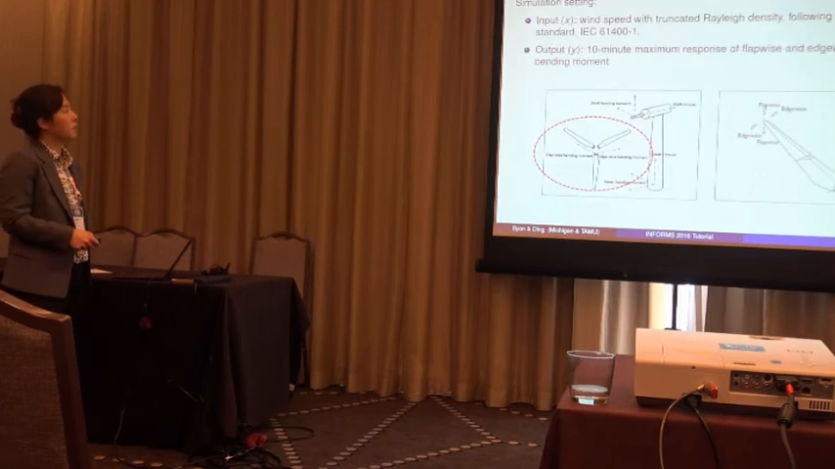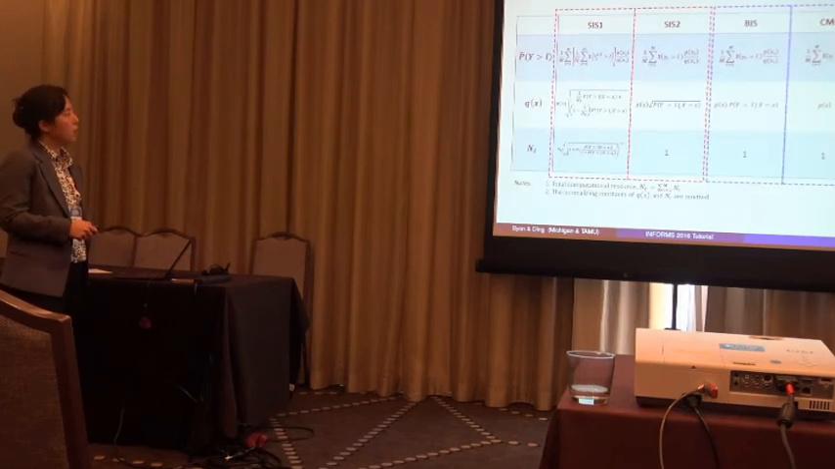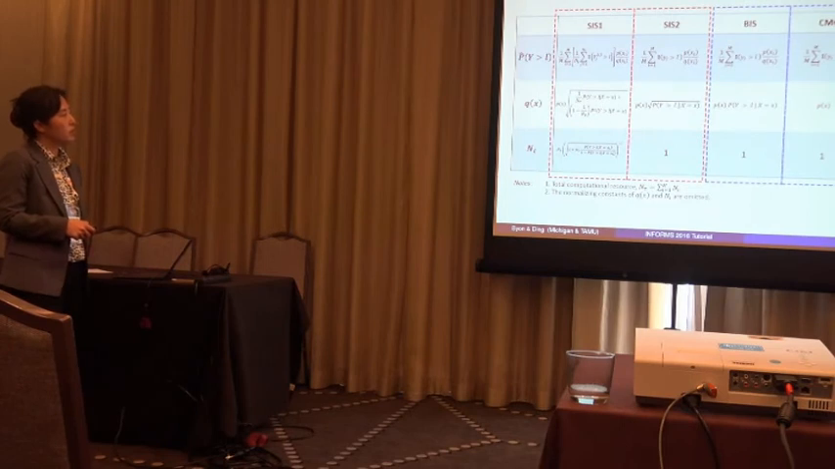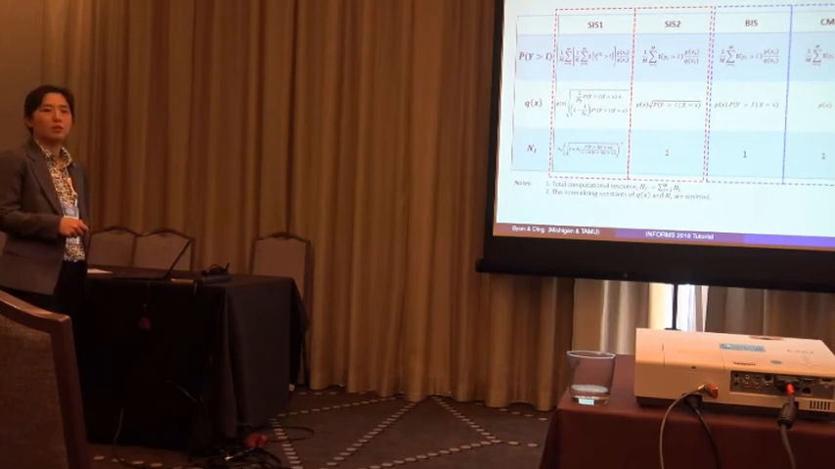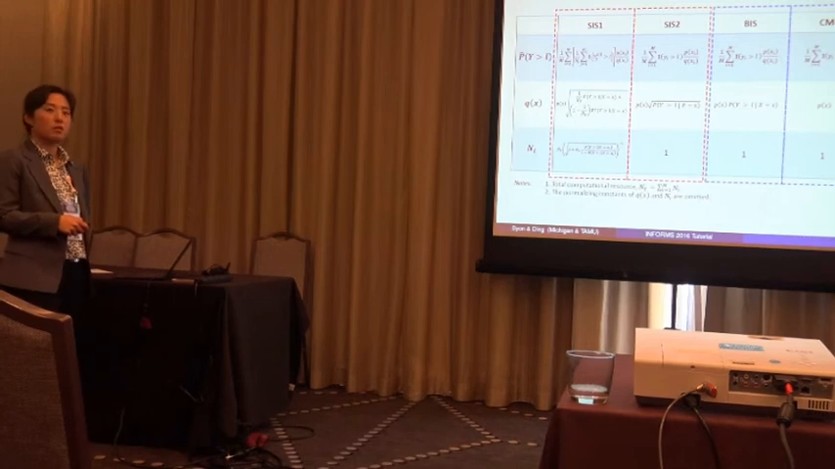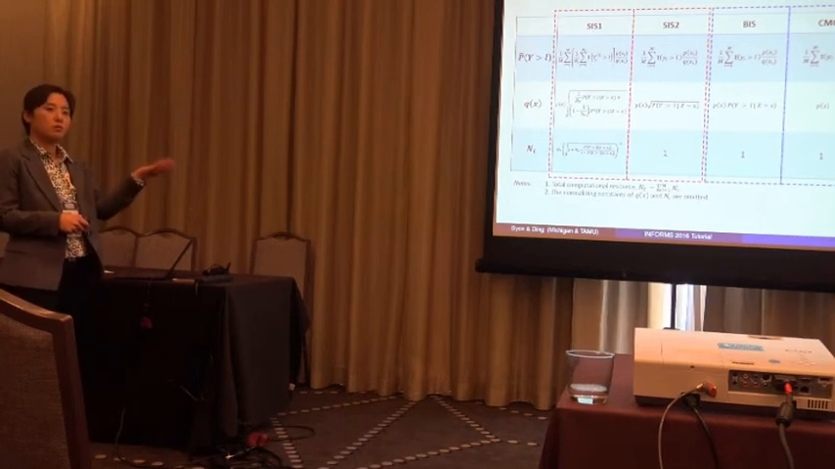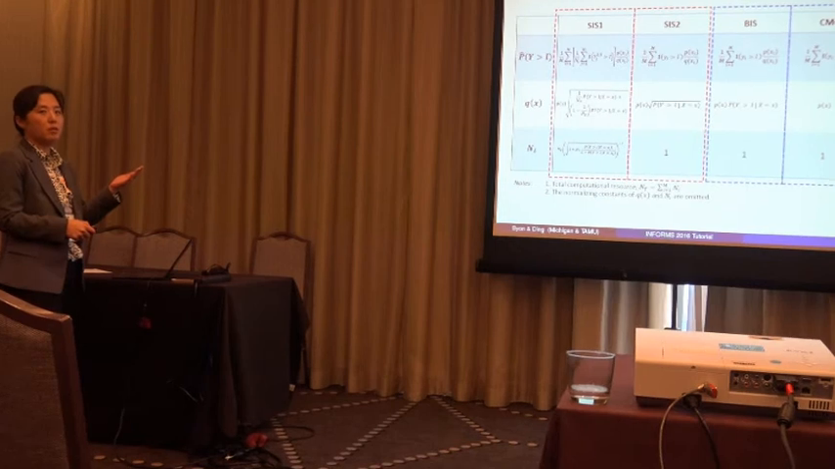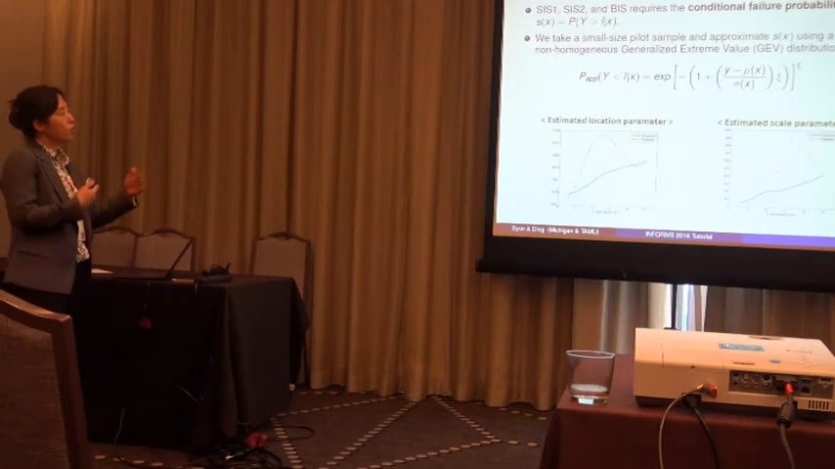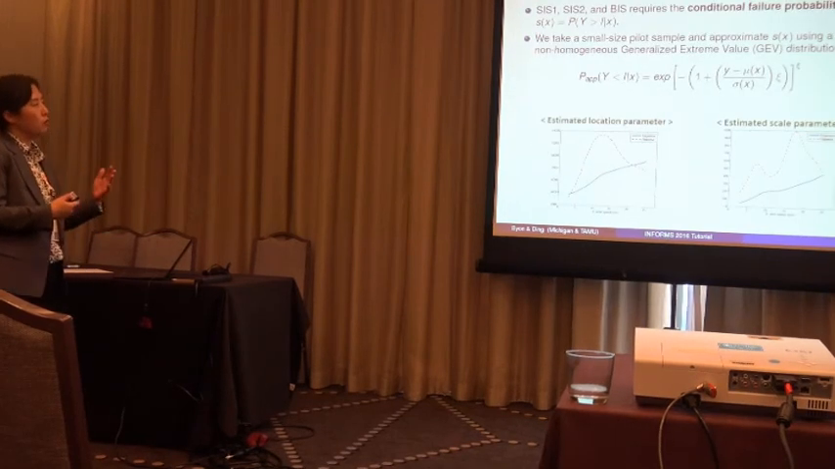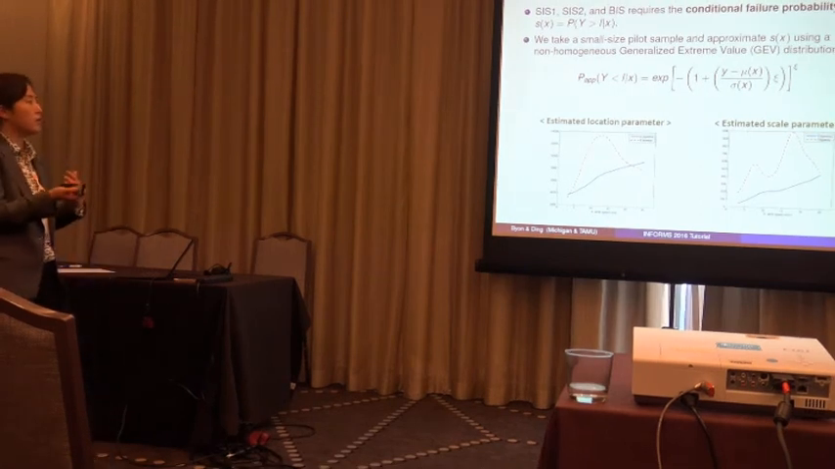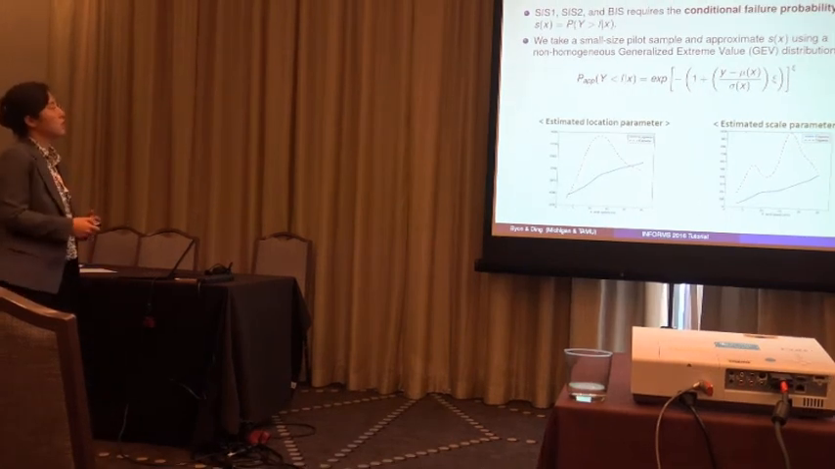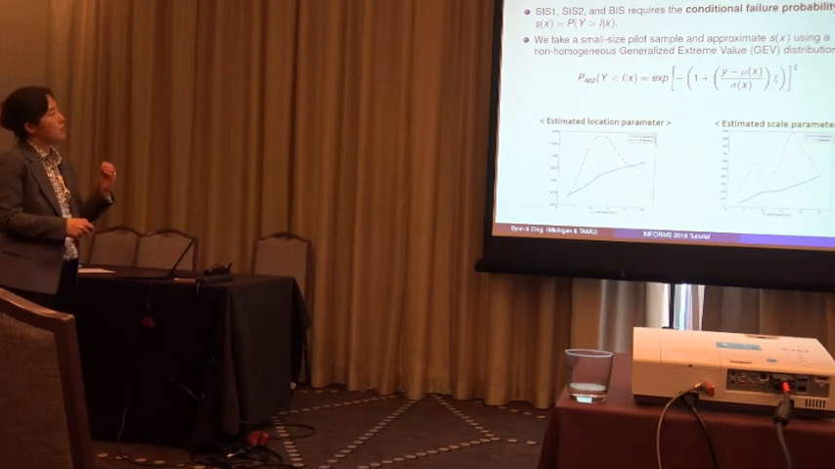The reason is our optimal importance sampling density needs this conditional failure probability. If this were known, we could simply use numerical integration. But this is unknown. So what we did is approximate the conditional failure probability by using pilot data. We take some small-size pilot samples by running small-scale simulations, and then we estimate this failure probability using a parametric density function.